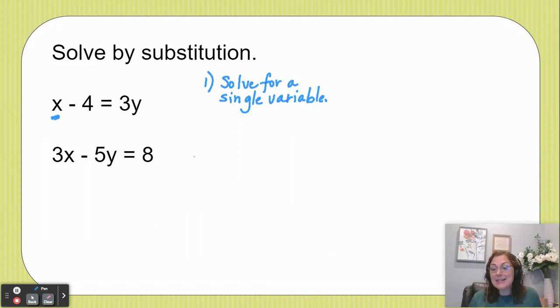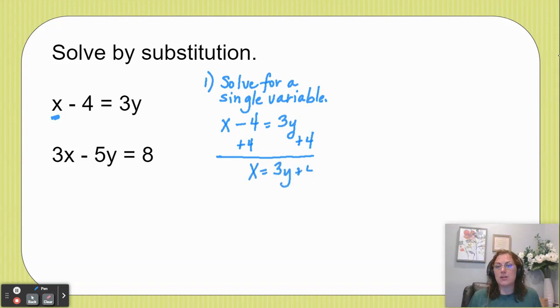That just means I need to now get it by itself on one side of the equation, i.e., I've got to get rid of the minus 4. So let's do that by adding 4 to both sides. And that gives me x equals 3y plus 4. Step 1, done. Now let's look at step 2.